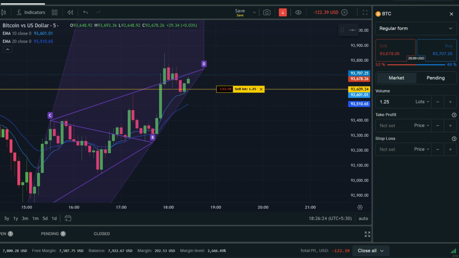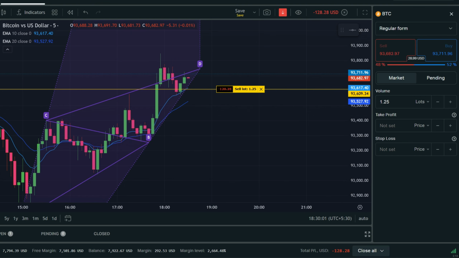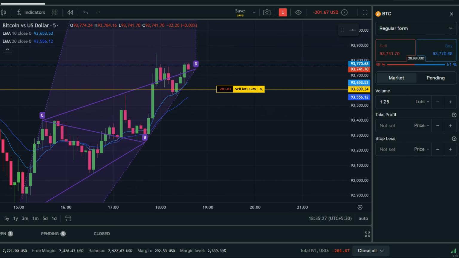This is how you need to read the market. Don't let emotions or fears rush you into making hasty decisions. Stay patient, trust the process, and wait for confirmation. Let's see if this trade plays out as expected.